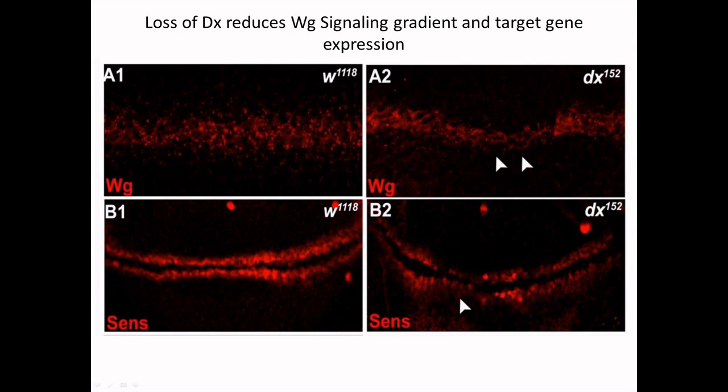The image A1 shows the wild type expression of Wingless. Image A2 shows the expression of Wingless in the hemizygous background of Deltex mutant. Here we can see clearly that the expression of Wingless is reduced in this region. Similarly, the image B1 shows the wild type expression of Sens, and the image B2 shows the expression of Sens in the hemizygous background of Deltex mutant. It is clear that the expression of Sens is reduced in this region when we compare this image with the image B1, which is the expression of Sens in the wild type condition.